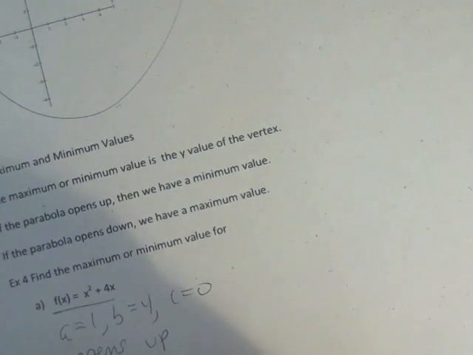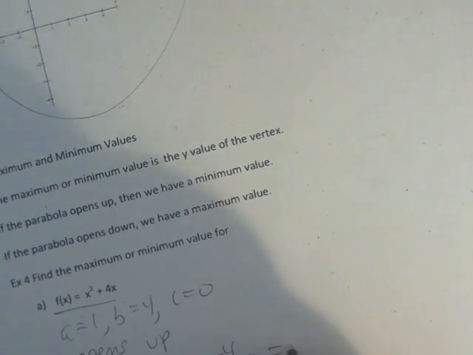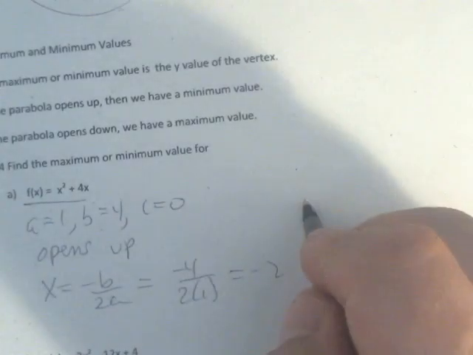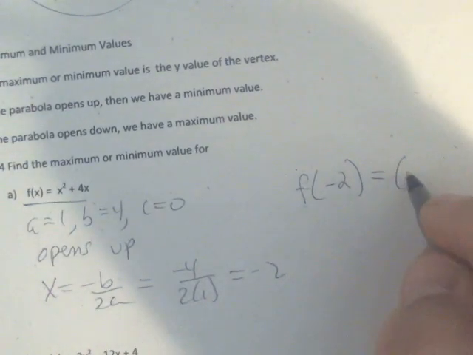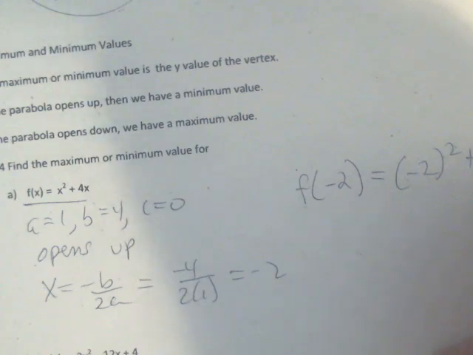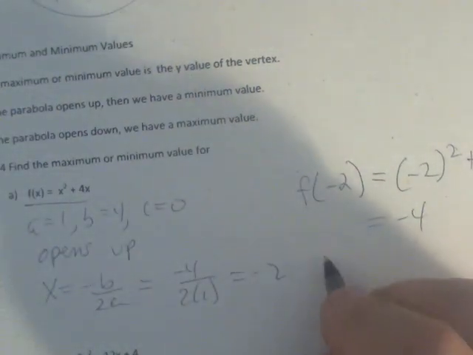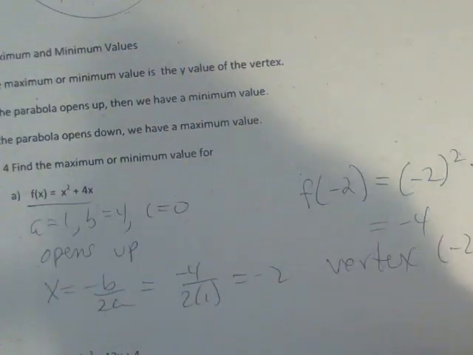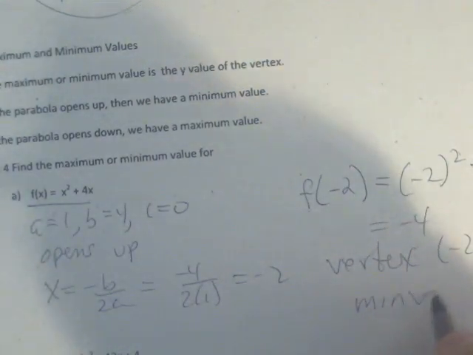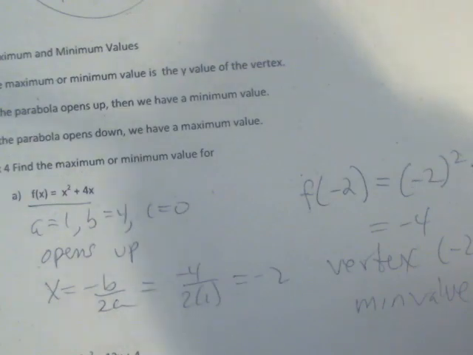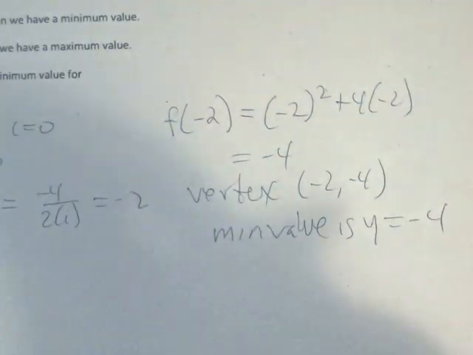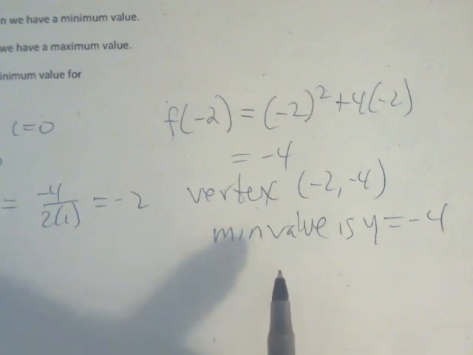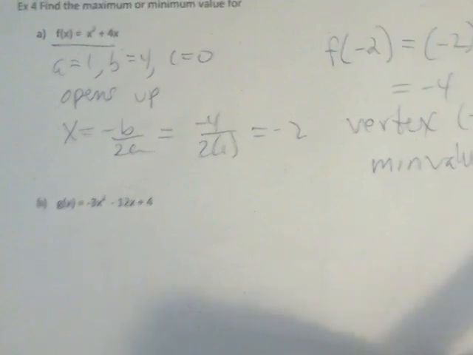So x is minus b over 2a, minus 4 over 2 times 1, is -2. F of -2 is -4. So my vertex is -2, -4. So again, it opens up. So my minimum value is y equals -4. The y coordinate of the vertex, it's minimum because it opens up. All right. Let's look at the other example.